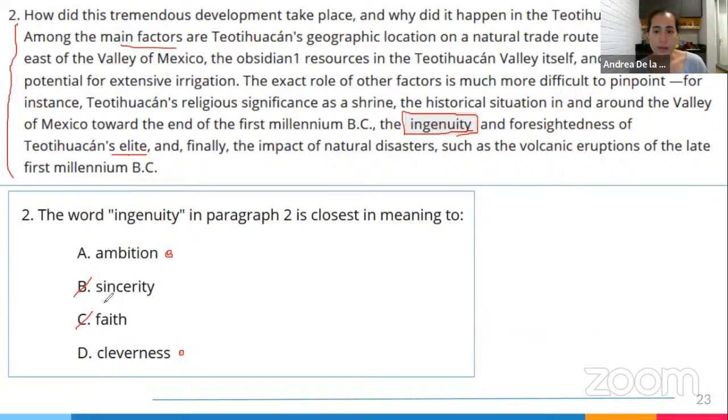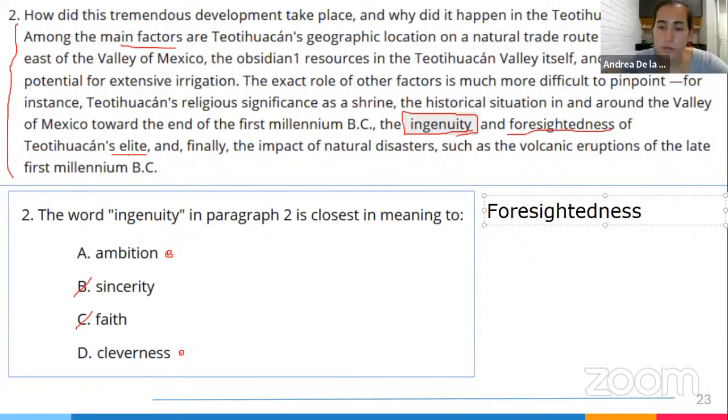That is one thing. Another thing is the word ingenuity is not alone. It says the ingenuity and foresightness of the Teotihuacan's elite. Does anyone here know what foresightness means? What does it mean? Anybody?